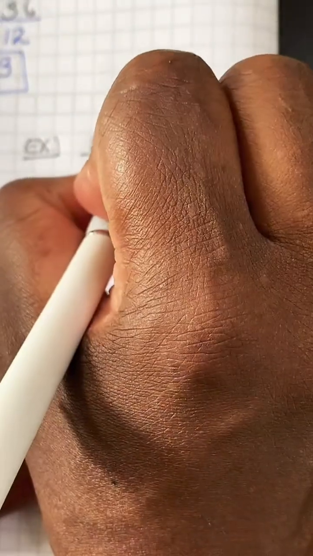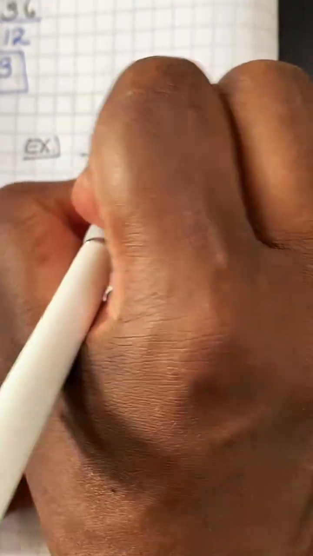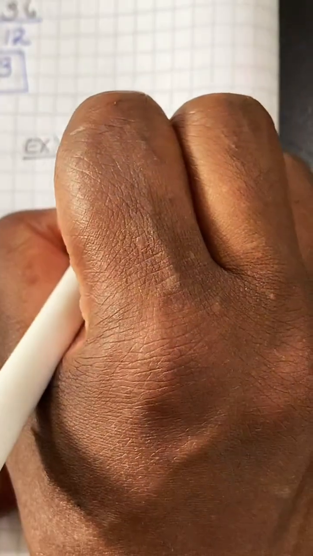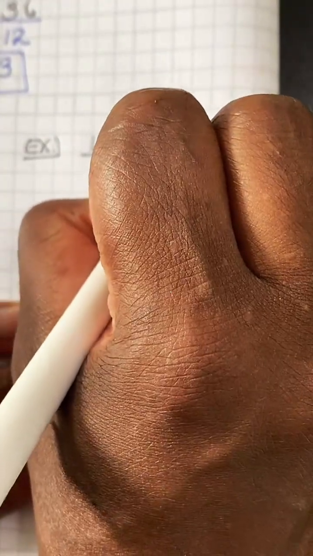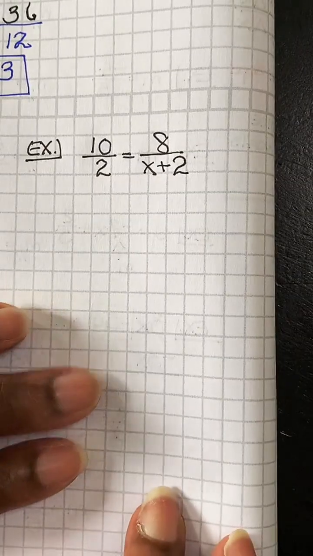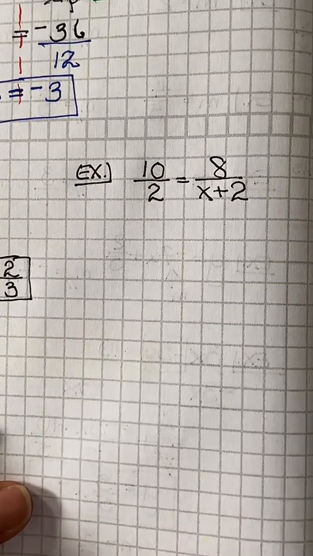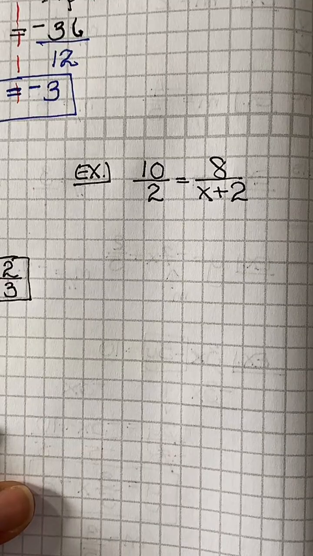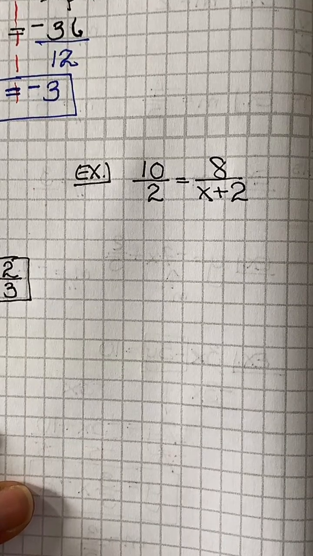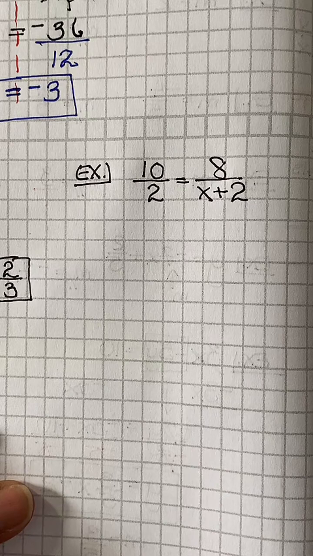All right, so we have, let's say, I could do this one of two ways. So we have 10 halves, and we have 8 over x plus 2. And someone did say, isn't there another way that we can do it? You already know there is another way we can do it. There's always more than one way to do things.